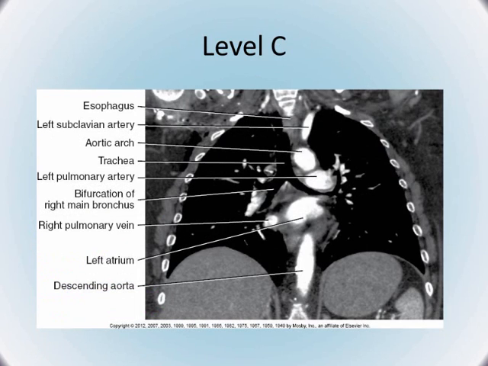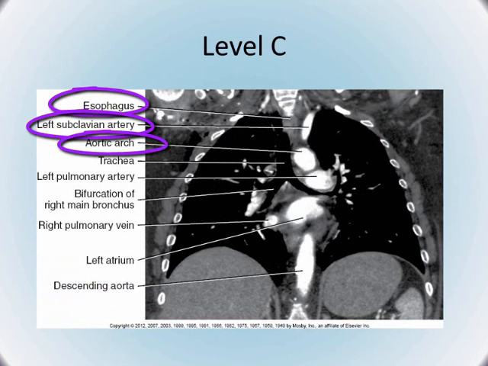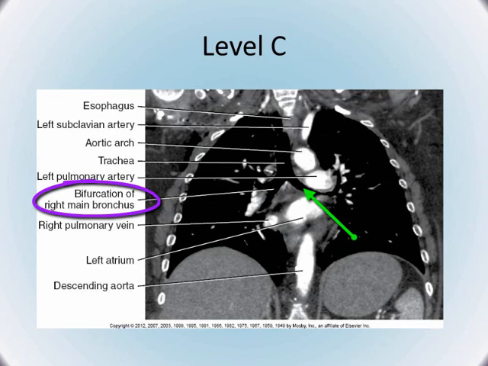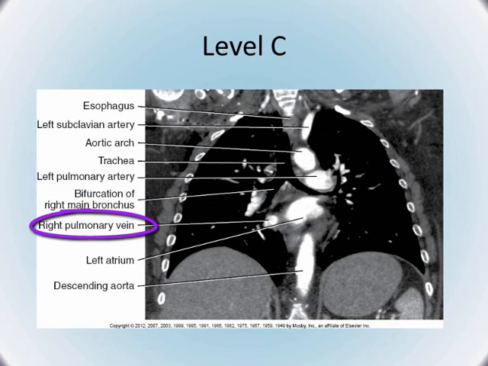And level C, the esophagus, the left subclavian artery, the aortic arch, the trachea, the bifurcation of the right main bronchus, and you can also see the left main bronchus, the right pulmonary vein, the left atrium, and the descending aorta.